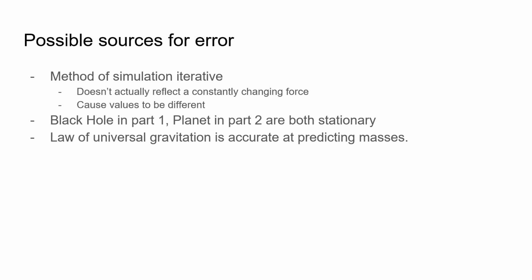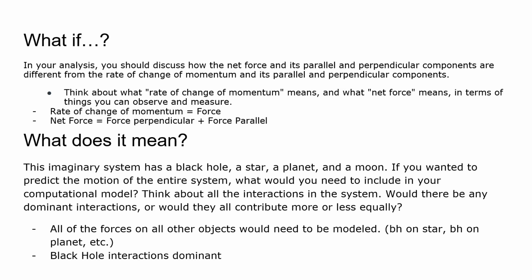Another possible source is that the black hole in part 1 and the planet in part 2 are both stationary, when in reality that wouldn't really be the case. But this is an okay assumption because they are much larger than anything else in the system by several orders of magnitude.